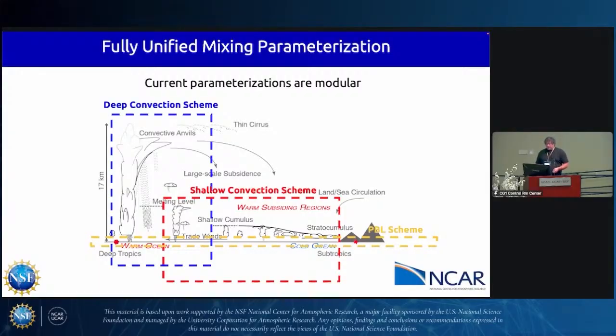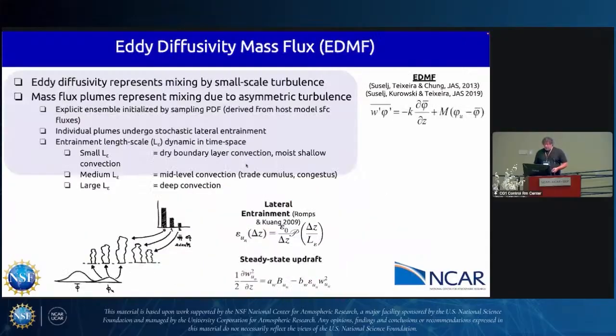And so to unify these convective regimes, we're going to start with the eddy diffusivity mass flux approach. It's a convection scheme that computes the turbulent fluxes from convection into a down gradient diffusion scheme that would do your small scale turbulence, and then a mass flux plume model, which will handle your cumulus convection.